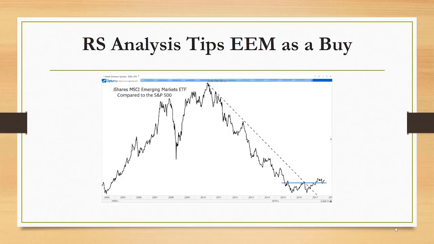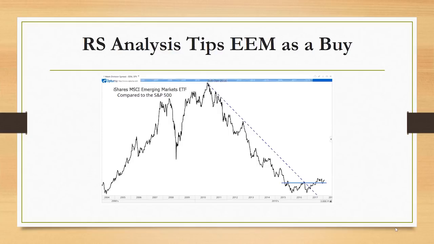That leads us to today's chart. Relative strength analysis tells us to look at emerging markets as a potential buy. Now, fundamentally, emerging markets are among the cheapest in the world. Technically, we've got a buy signal. That means we're combining momentum and value. In the chart, this is a ratio of the ETF called EEM compared to the S&P 500 index.